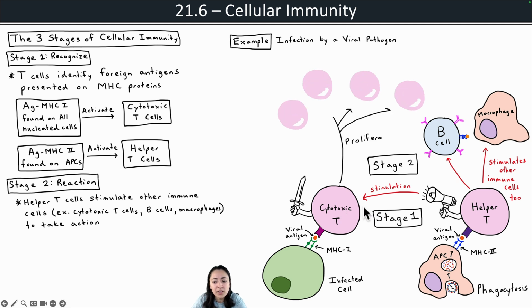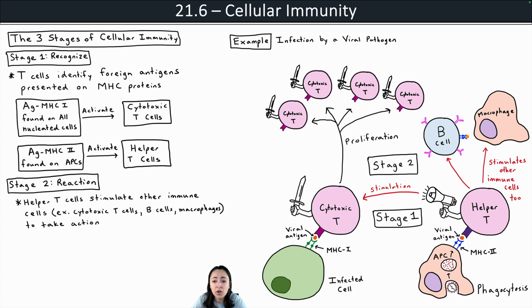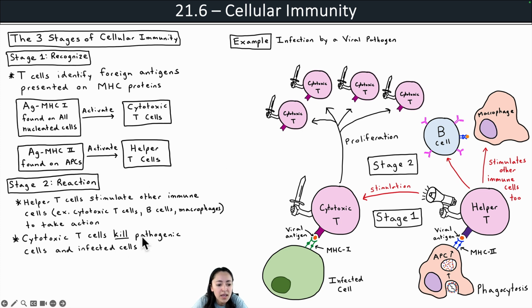One way that it can stimulate the cytotoxic T cells is to cause them to proliferate and divide and multiply. And therefore, we have a lot of cytotoxic T cells that can go around the body and kill any of those pathogenic cells or infected cells within the body. You can also see that the helper T cells are stimulating the macrophages to help break down or destroy, phagocytize any of the infected cells. And then the B cells will also be activated.